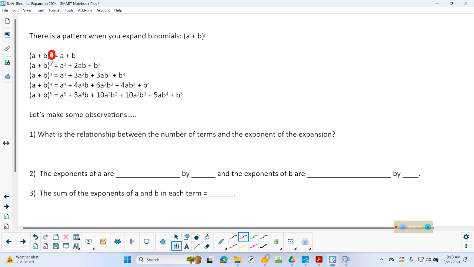So I'm zeroed in on these exponents of our expansion. First thing let's talk about is how do those exponents relate to the number of terms in your answer. I'm going to start at the bottom row. So our expansion exponent is 5. There's 1, 2, 3, 4, 5, 6 terms. Above it, fourth, there's 1, 2, 3, 4, 5 terms. So there's always one more term than your exponent. So one term more than the exponent.